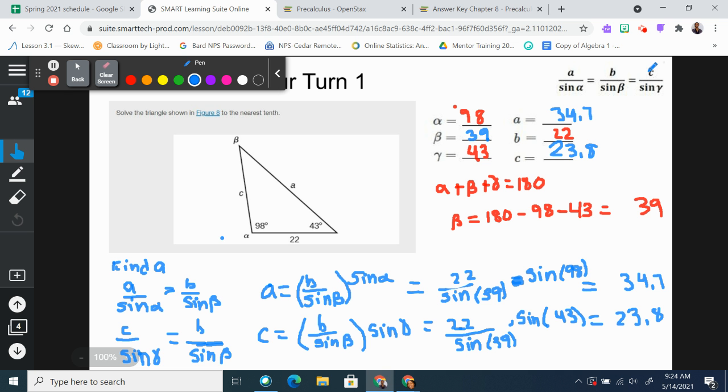So I used a ratio that contained what I was looking for. So C over sine gamma is equal to A over sine alpha. Oh, actually, I'm sorry, I used this one, B over sine beta. I just wanted to stick to the same one because I'm just more confident in this information. Then I rearranged the equation to get C by itself. So that means I had to multiply both sides by sine gamma. So I ended up with B over sine beta times sine gamma, and I substituted all the numbers that I knew already for my B, beta, and gamma, put that into my calculator, and I found that C is equal to 23.8, and I put this number right here.